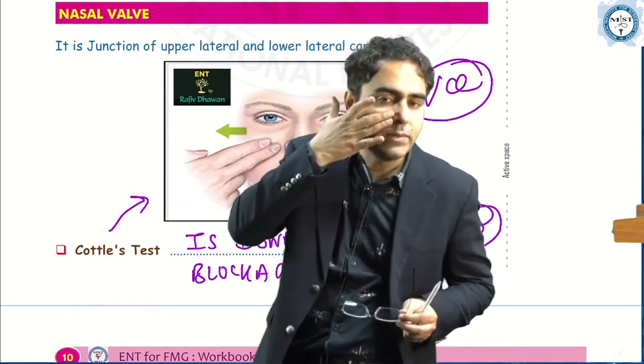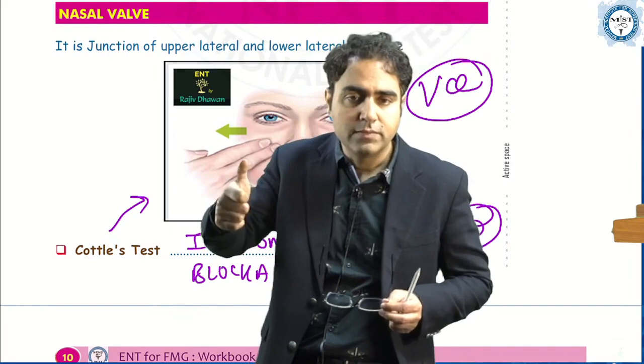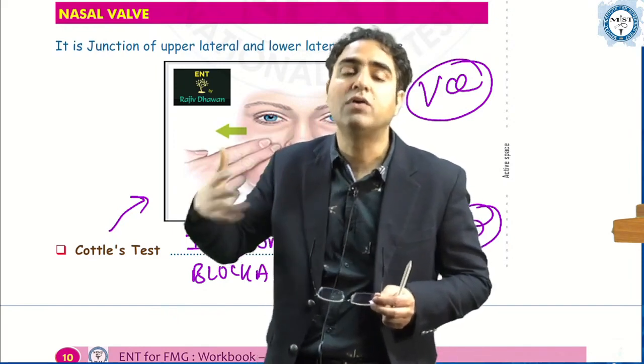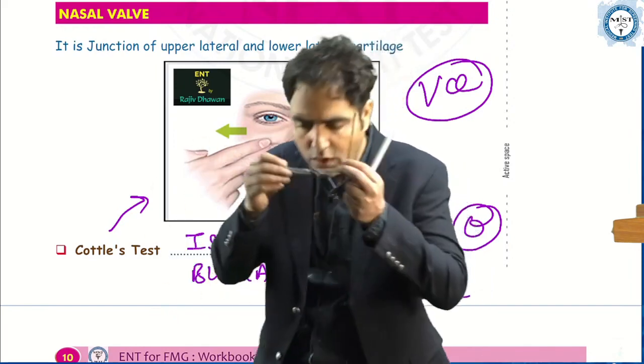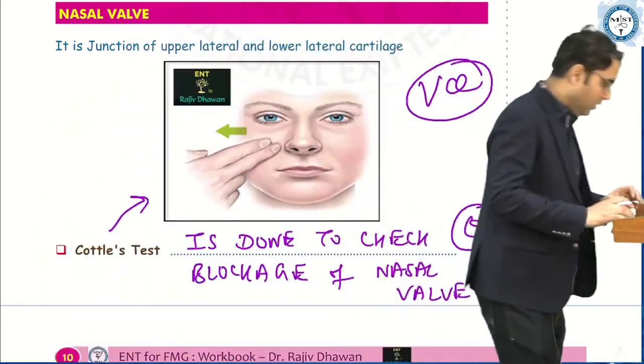And how do we do it? We keep two fingers on the cheek and lift it outward. If this makes the breathing better, then nasal valve collapse is the problem. Okay? So Cotter's test is a visual question, and a one-liner question also. Let us go further.